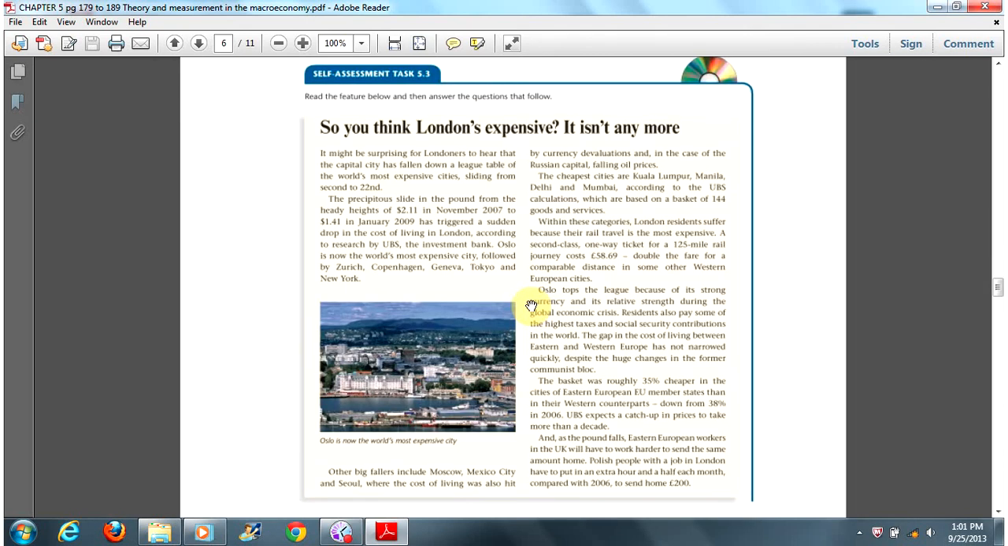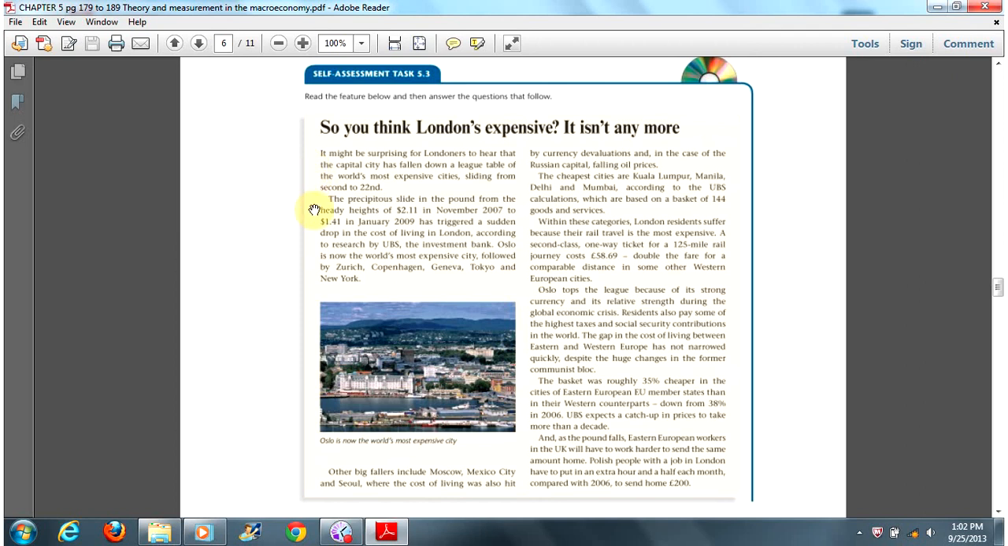Self-assessment task 5.3. Read the feature below and then answer the questions that follow. So you think London is expensive? It isn't anymore. It might be surprising for Londoners to hear that the capital city has fallen down a league table of the world's most expensive cities, sliding from 2nd to 22nd.